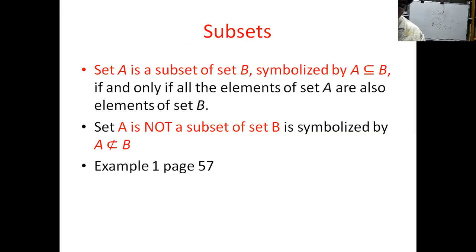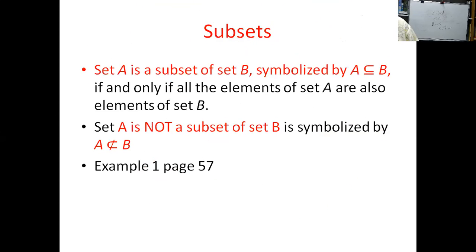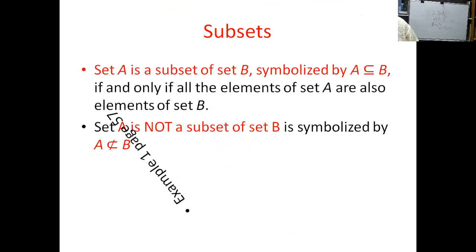Look at C. X such that X is a planet of Earth's solar system. Set B is Mercury, all those planets. So yes, set A is a subset of set B. Okay, I hope this is clear. Let's move on.